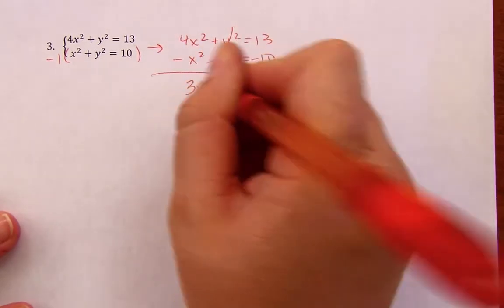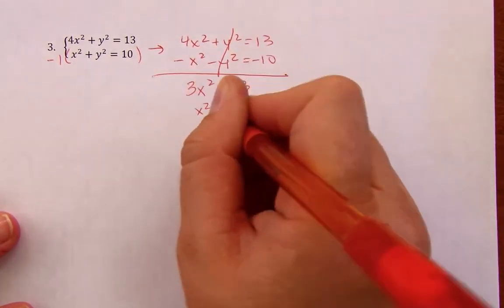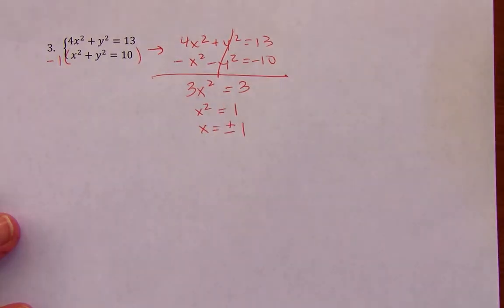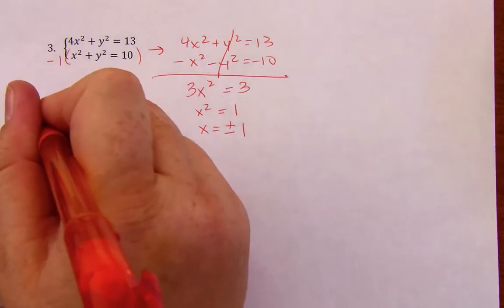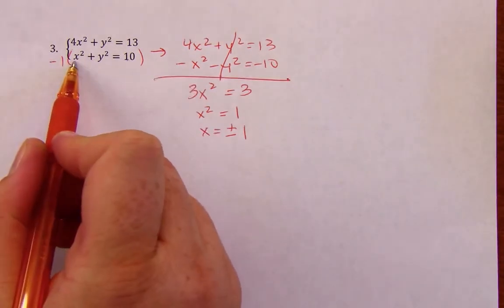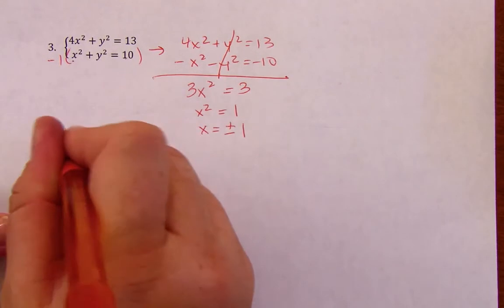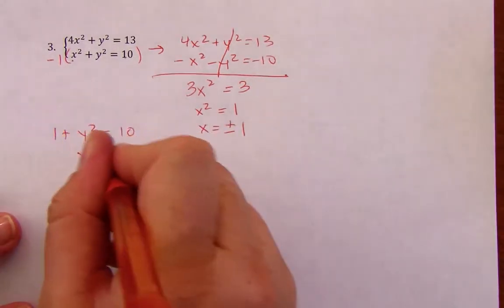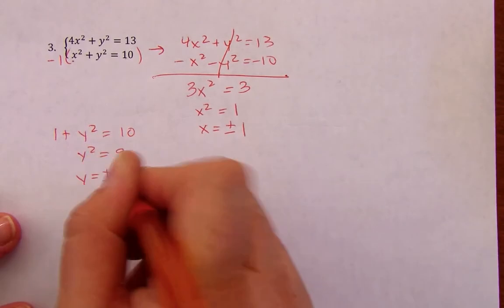We have 3x squared equals 3, so x squared equals 1, so x equals plus or minus 1. Okay. Now we have two x values here, and so we need to find the corresponding y values. So I'm going to plug into the second equation. If I have positive or -1 plugged in, squaring them is going to give me 1, so 1 plus y squared equals 10. Subtracting 1, y squared equals 9, so y equals plus or minus 3.